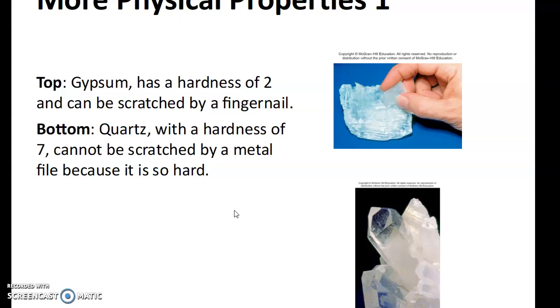Here you have gypsum, and its hardness can be scratched with a fingernail. It looks similar to this, but believe me, if you scratch this versus scratching this, you'll notice it's quite a bit different. This is a hardness of 2. This is a hardness of 7. It takes a metal file to scrape this because it's so hard.